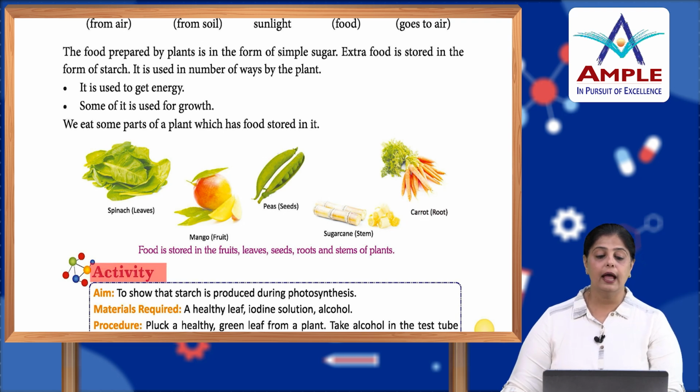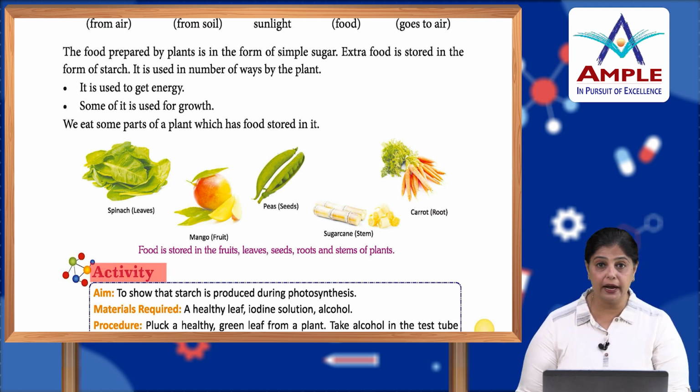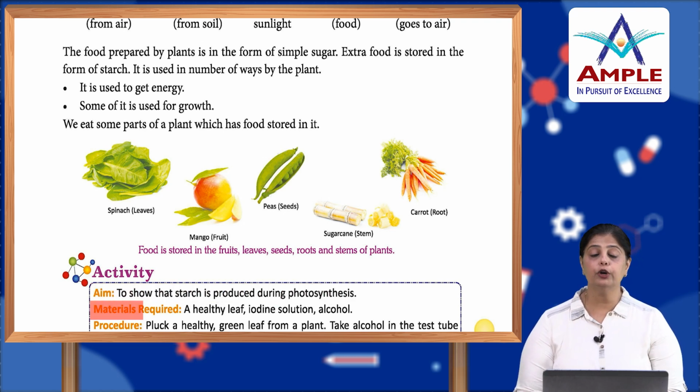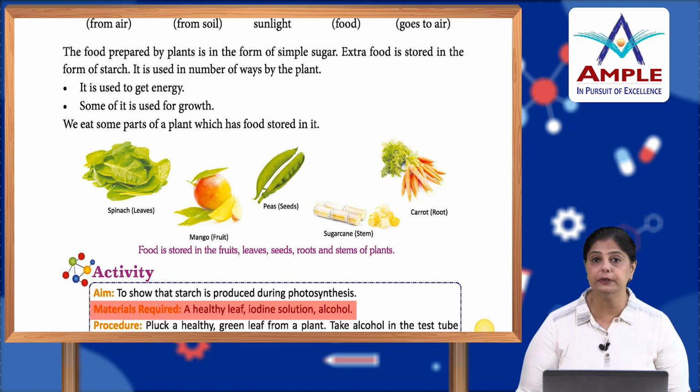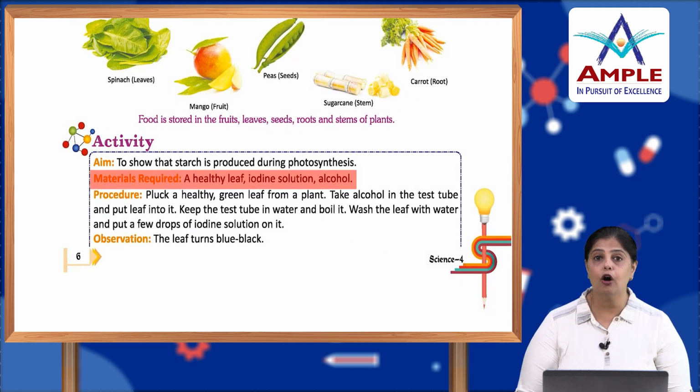Now, activity. We have to do this activity to find out that starch is produced during photosynthesis. What do you need over here? You need a healthy leaf, some iodine solution, and alcohol. Children, any activity must be done in the presence of elders or teachers.